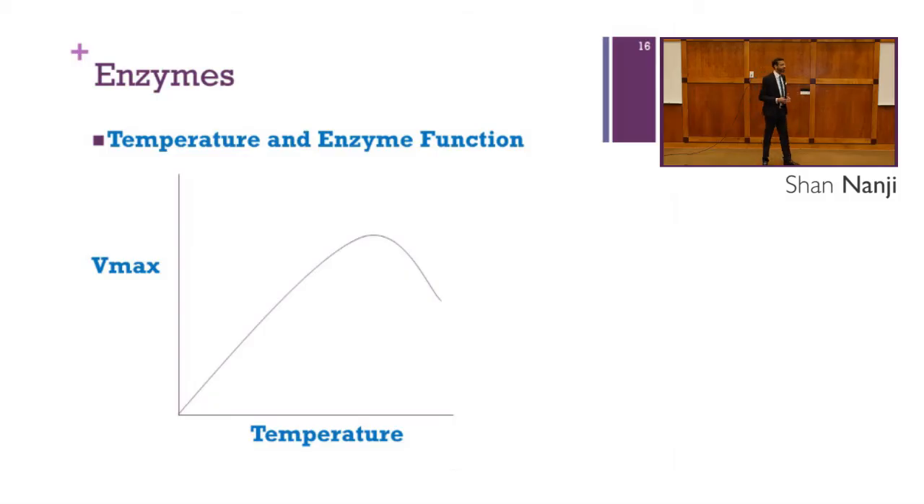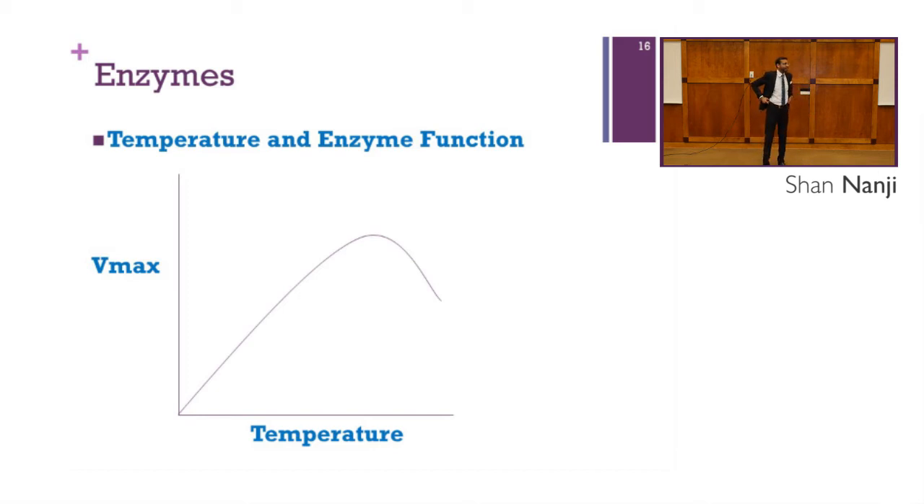All right? Now here's a graph. You see on the y-axis it has Vmax, on the x-axis it has temperature. As temperature increases, so does Vmax. And then you reach a point where the temperature is too high, and the proteins start to denature, and this kills the enzyme function, and you see the Vmax go down.